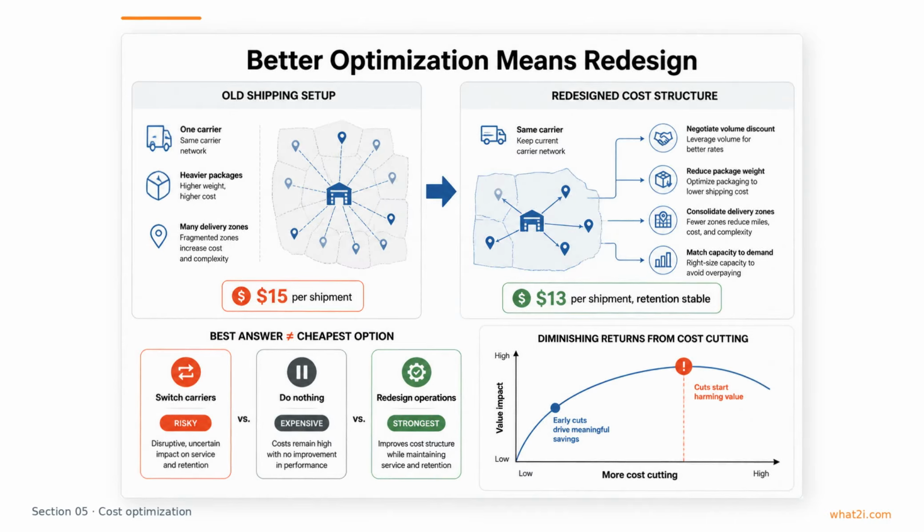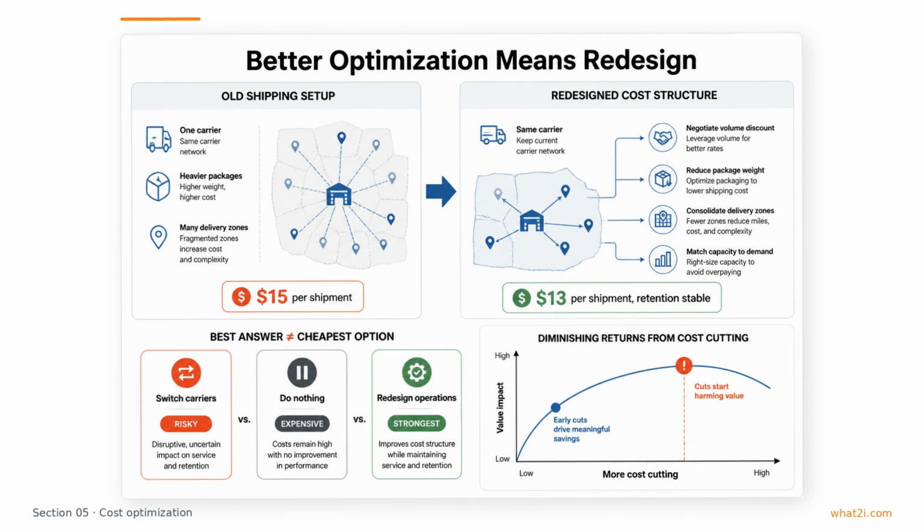Often, the strongest answer is not choosing between the expensive option and the cheapest one. Better optimization may come from redesigning the process so cost falls without hurting value. That could mean negotiating better vendor terms, reducing package weight, removing unnecessary steps, or matching capacity more closely to demand. In the shipping example, staying with the better carrier but improving the surrounding process might create real savings without damaging retention. This is why optimization is often a design problem, not just a purchasing decision. And it is also why firms should stop cutting once further savings begin to weaken the business.